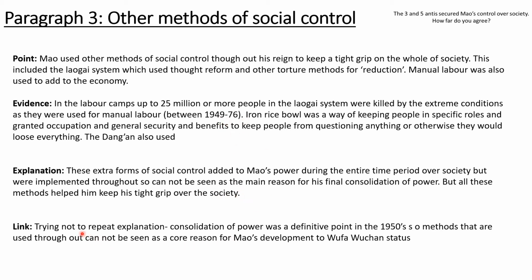So linking back to that question, I'm trying not to repeat my explanation again, which I kind of have done, of consolidation of power as a definitive point in the 1950s. So I'm saying that it's in the 3 and 5 Antis as well as the 100 Flowers. But there are other methods that have been used to help his control. So they can't be seen as a core reason for Mao's development to Wufa Wuchan status. So it's one of the reasons, but it's not the main reason.